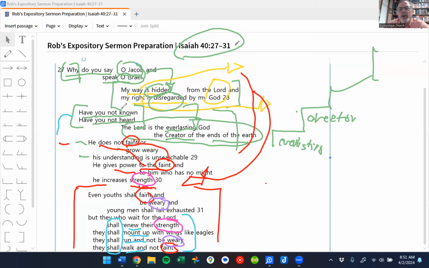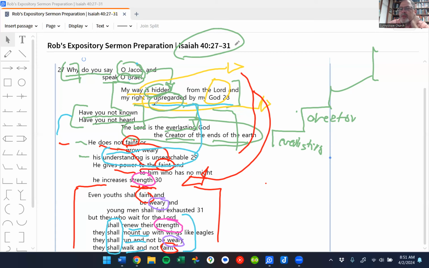Don't you remember? Haven't you heard that God is everlasting? He's the one who created the world. And as the creator and as the maker of all things, he doesn't get tired, he doesn't get weary. His understanding is unsearchable, which, by the way, I maybe didn't say all that much about, but here's where maybe that helps us see things.